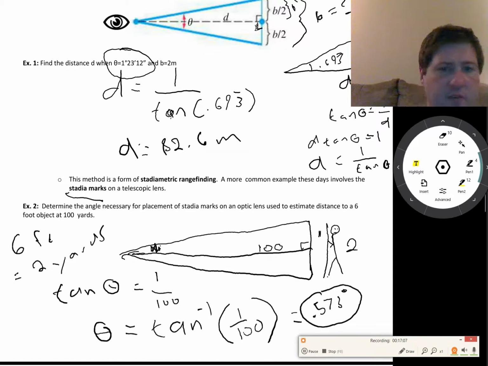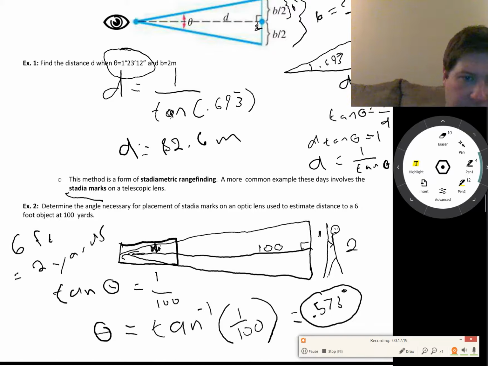Now, what would we use that for? Back to our example. We're going to have like our telescope here, that you're looking through. They know your eye is going to be right here. Draw a goofy looking guy. He's very happy to be looking in his rangefinder. So they know where your eye is and they know the angle. What they would do is put in a stadium mark somewhere in here, like right there. So whenever this guy at the end is completely covered by that stadium mark, then you would know that he was standing 100 yards away.